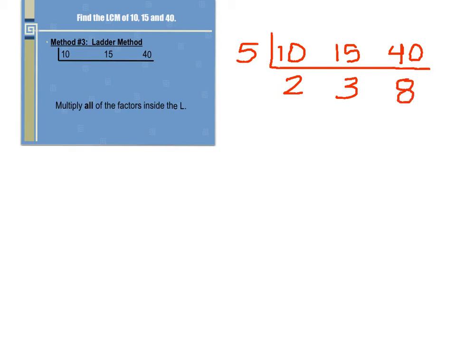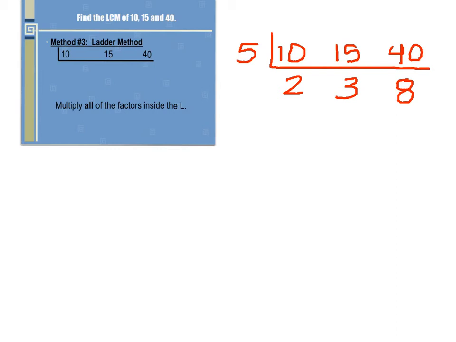Now this next step is more important. Thinking back to GCF, you'll remember that now, with 2, 3, and 8, there's no prime number that is a factor of 2, 3, and 8. So if I were looking at the GCF, I would be done. 5 would be my GCF. However, LCM is a little different, okay?